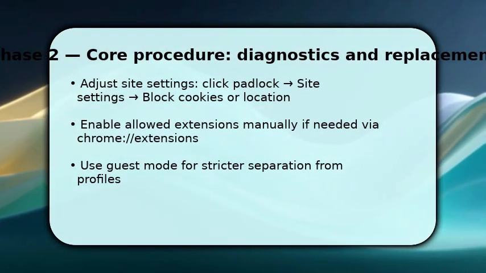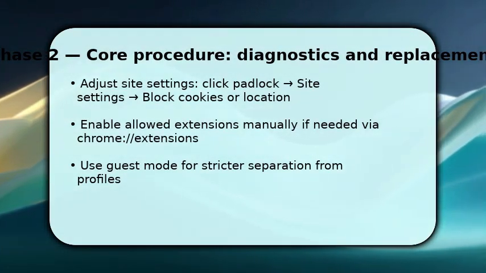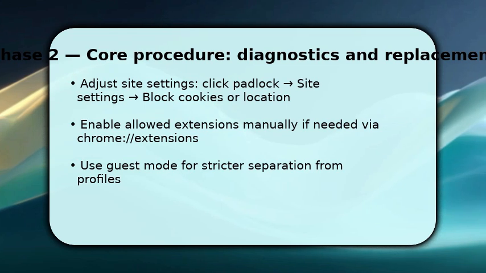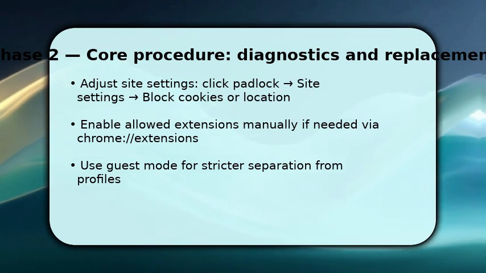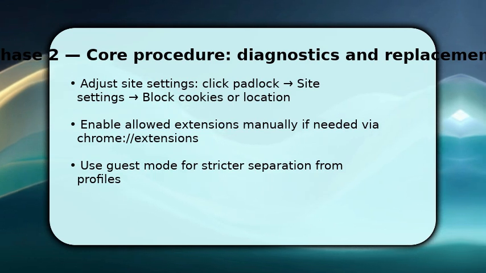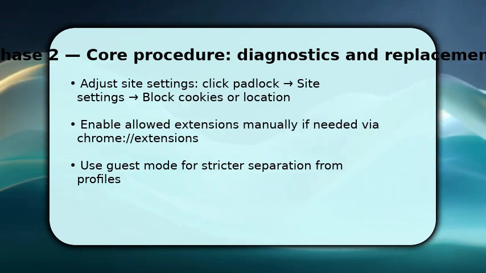Next, tune privacy controls to match your goal. Click the padlock in the address bar and open site settings to block cookies, camera, mic, or location. This prevents sites from tracking during the session.